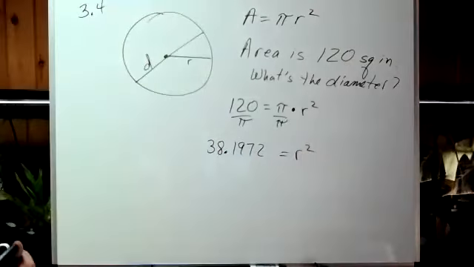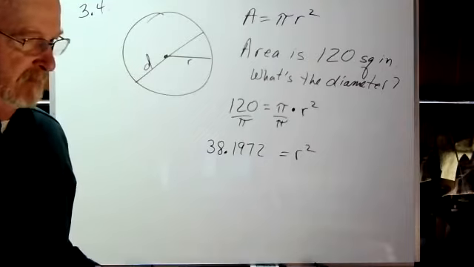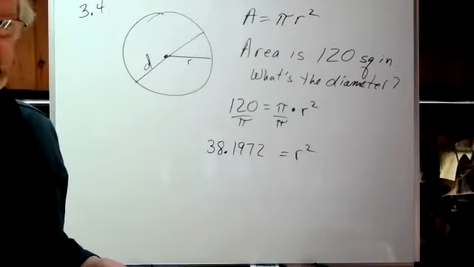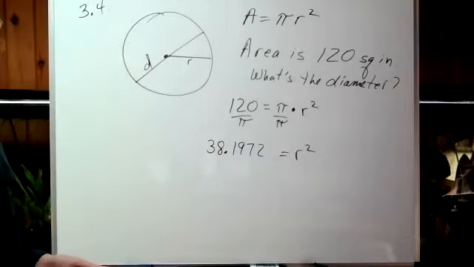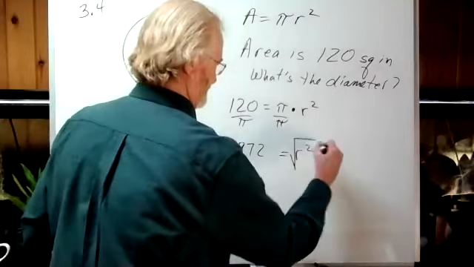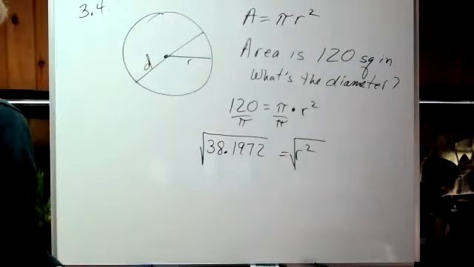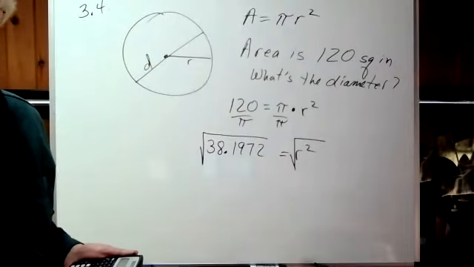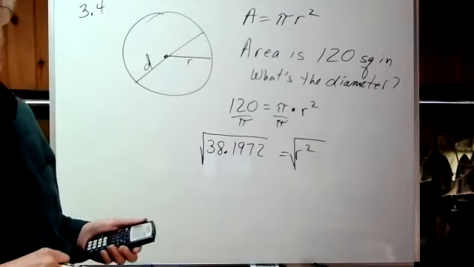The radius squared. How do I find the radius? How do I undo squaring? What's the opposite operation of squaring? We need this Tuesday in particular. What's the opposite of squaring? Divided by 2? No. Remember this thing? Square root is the opposite of squaring. Remember the square root thing? Irrational numbers. Sometimes they work out even and sometimes they don't.